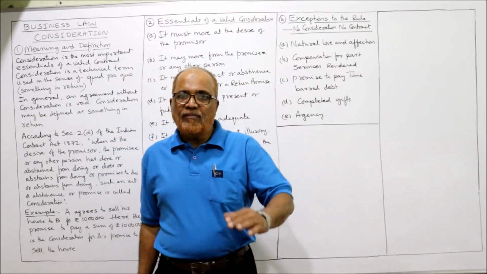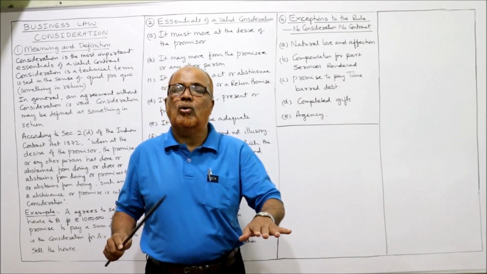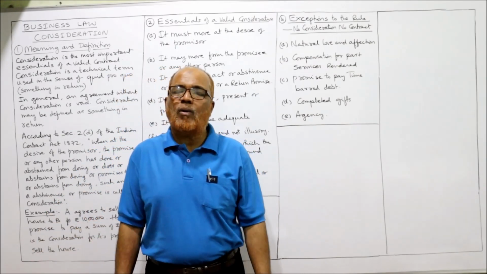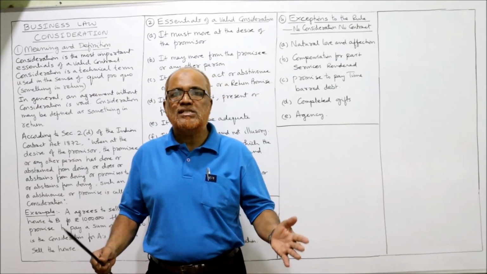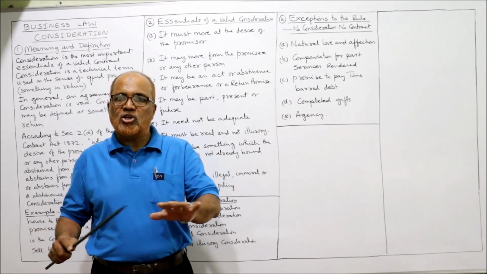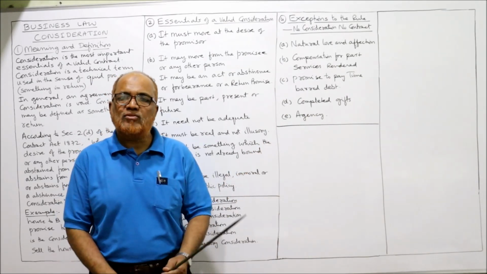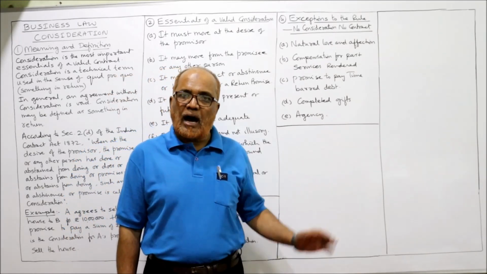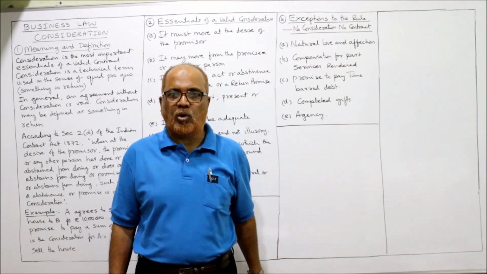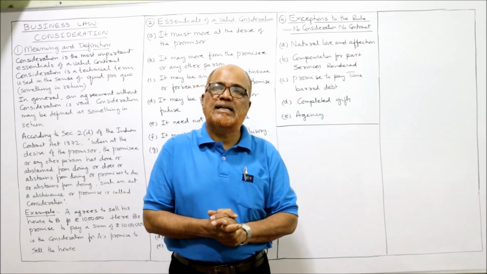Next one, completed gift. When a gift is already given, completed, even without consideration, it will be a valid contract. Agency. To form an agency contract, it does not require consideration. Without consideration, an agency can be formed. So these are the exceptions to the general rule that no consideration, no contract. So in these cases, without consideration also, the contract will become a valid contract, right? Apart from these cases, for other contracts consideration is a must. Without consideration, no contract. That's all. So this is the end of the theoretical part of the chapter consideration, right?